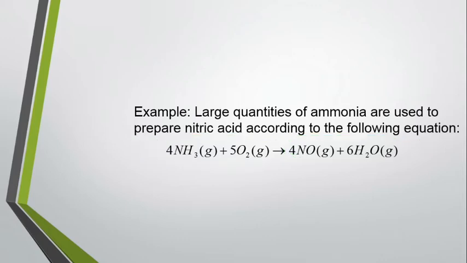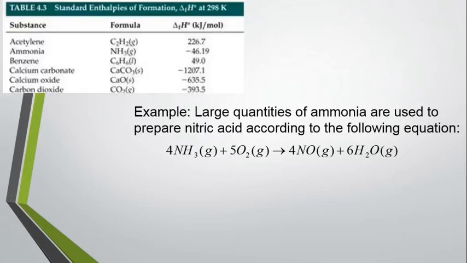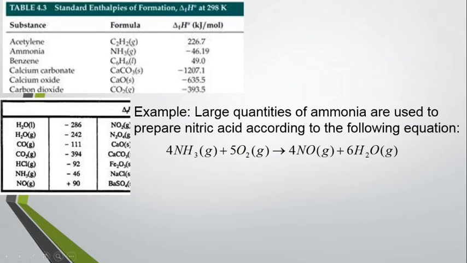So, the first substance I see there is that NH3, and near the beginning of that first table, and this is the table with the better numbers in it, is our ammonia. So that's negative 46.19. And if we keep going, our oxygen is going to be 0. It's an element, so we don't have to worry about it. The NO is going to be right over here.